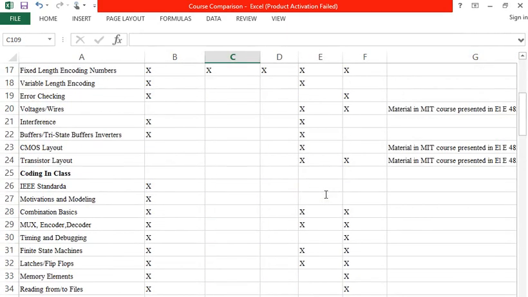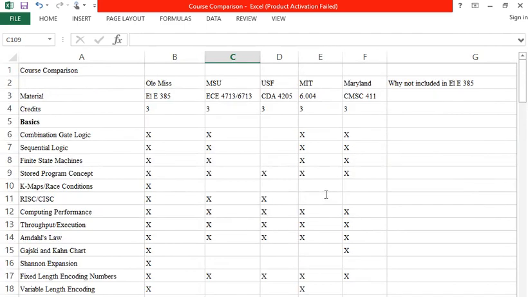Okay, so course comparison. I've gone through and talked about all the things that we covered so far this semester, and I've compared it to the equivalent courses at Mississippi State. So your ELE 385, their equivalent is ECE 4713. It's also listed as a grant course. At University of South Florida, my alma mater, CDA 4205. At Massachusetts Institute of Technology, 6.004. And University of Maryland, College Park, it's CMSC 411.